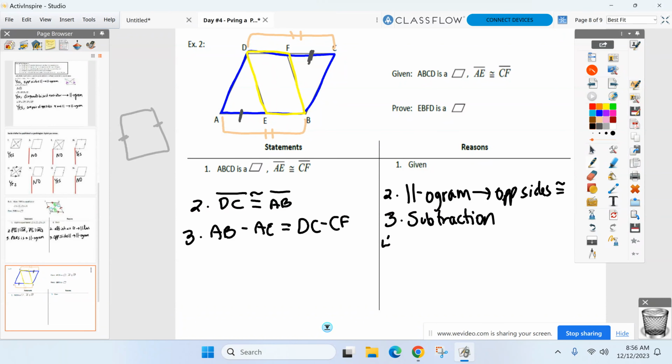And then substitution, to say DF and EB now are congruent. Good job, everybody. Good job.